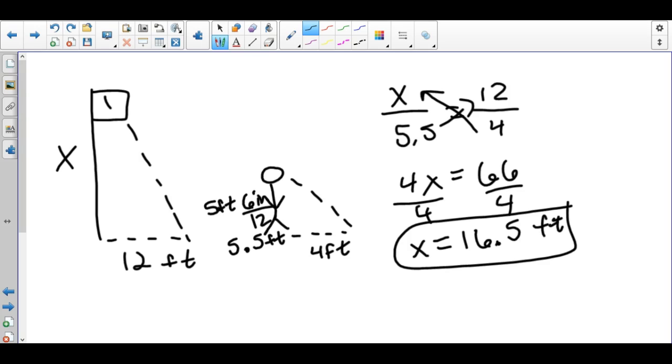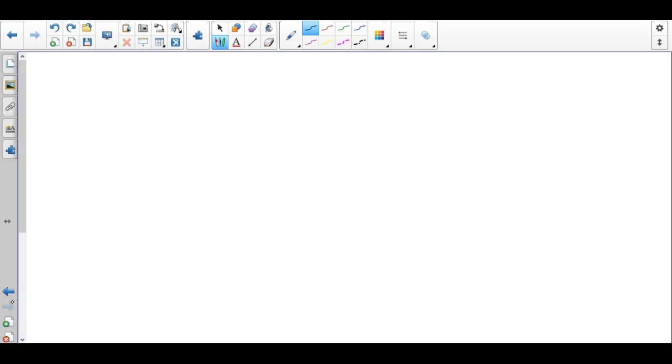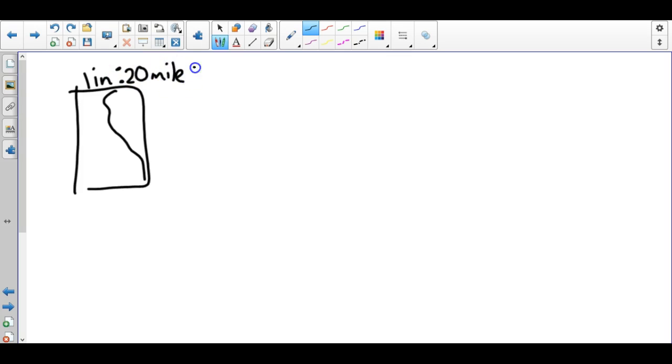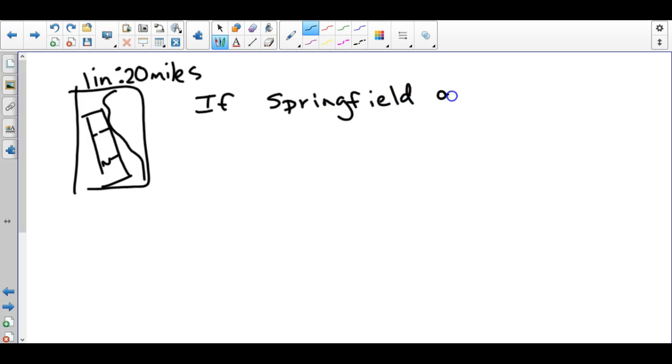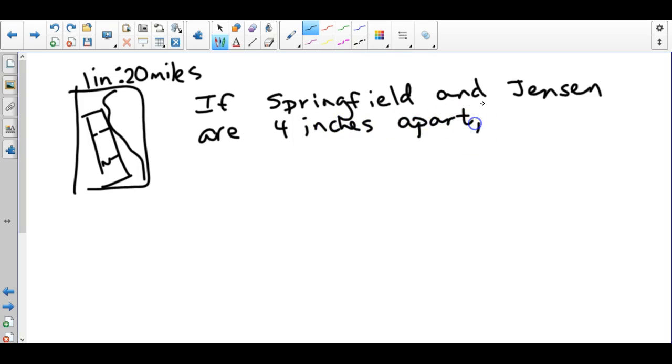So the last thing we can do with proportions is to work with scales of a map. So when you have a map, something like this, it'll say like 1 inch is the same as 20 miles. This is usually where they use the colon instead of division. You would take out your ruler and measure how many inches it took to get from one spot to the other. So let's say we have a map, and we're looking at 2 towns. Let's call them Springfield and Jensen. If Springfield and Jensen are 4 inches apart, how many miles apart are they?